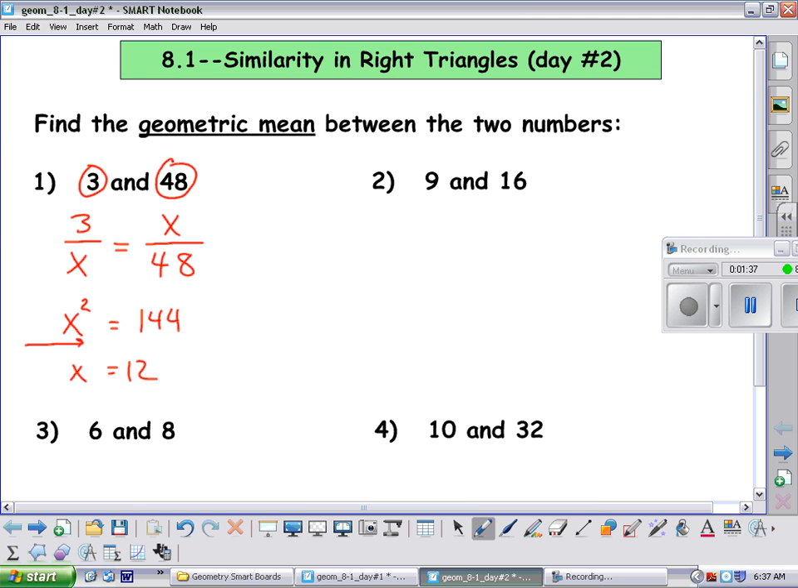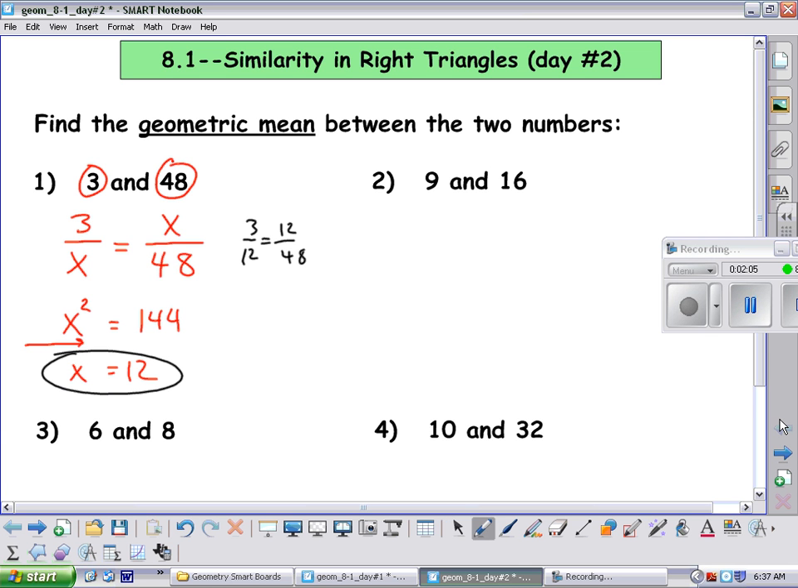All right. Well, let's see. Does that make sense? 3 over 12, is that the same as 12 to 48? Heck yeah, they're both 1 to 4 ratios. So that's it. That's basically how you found a geometric mean. You're finding one geometric mean, and that number is 12. So 3 over 12 is the same as 12 over 48, and that's your process.